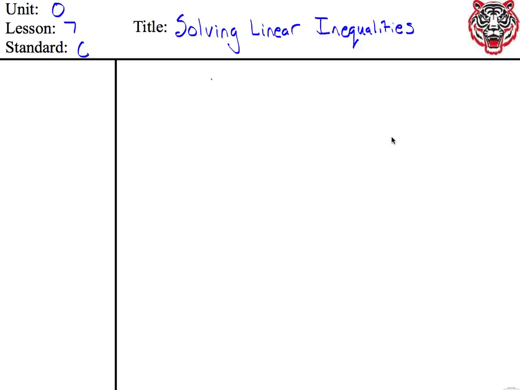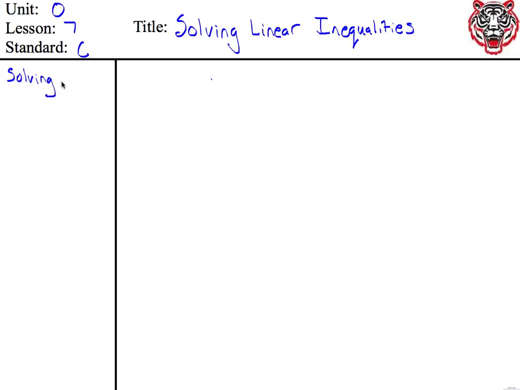Okay, so the title is solving linear inequalities. Last lesson we solved linear equalities, or linear equations. So now we're solving linear inequalities. We already did our warm-up today, and we talked about the homework a little bit. So our first section here is solving linear inequalities. It's basically the same title here. So here we go.